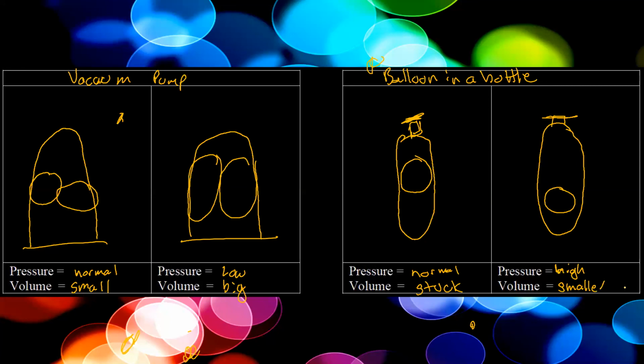Now to reset this for the next time I use it, I'm going to put the balloon right about here in the middle again, and I'm going to let go. What should happen to the size of the balloon as I release the pressure? Okay, so I am letting the pressure go down, and the volume of the balloon should go up. And there it is. It's now again stuck inside my bottle, unable to move.